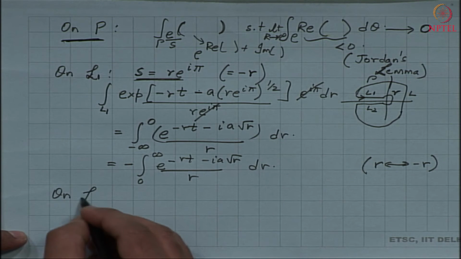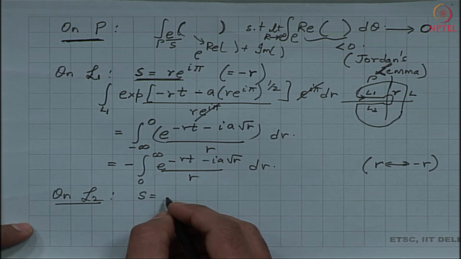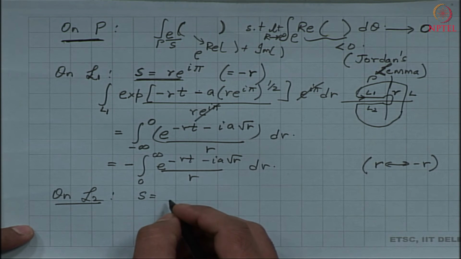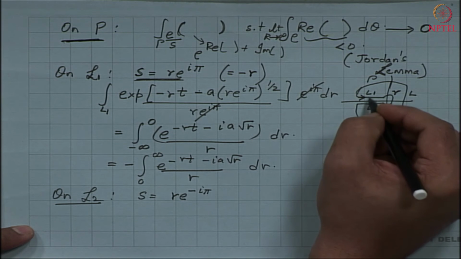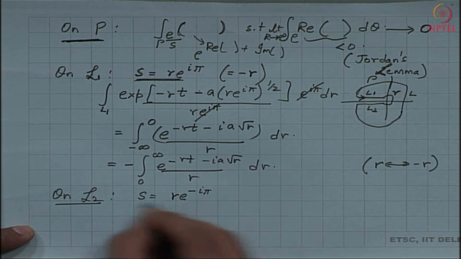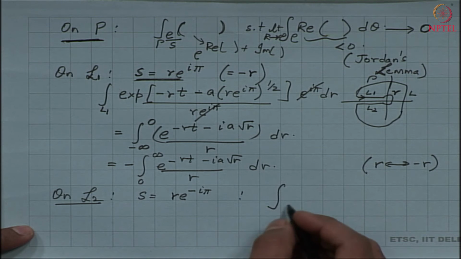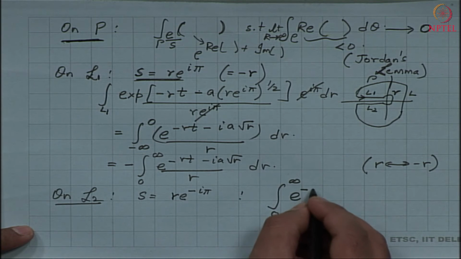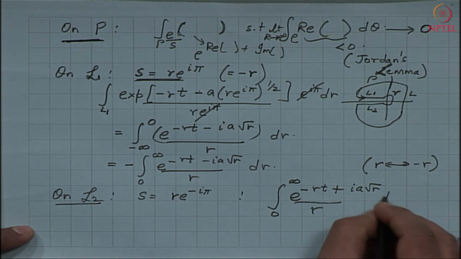Similarly, on L2 I can do a similar change of variables. This time my variable s will be r e to the power negative I pi. We see that L1 lies above the negative s axis and L2 lies below the negative s axis, hence there is this negative sign. When we substitute this value of s and evaluate the integral, after all the simplification, I get e to the power minus r t plus I a square root r by r dr.